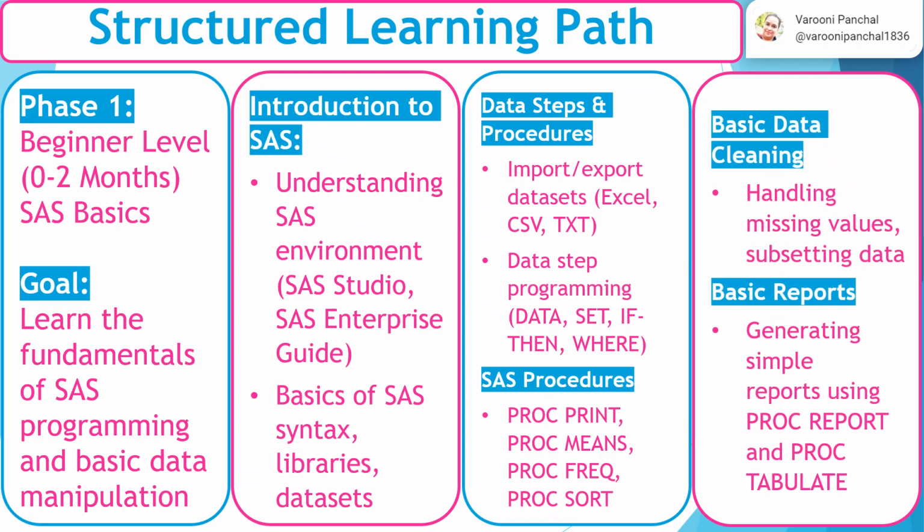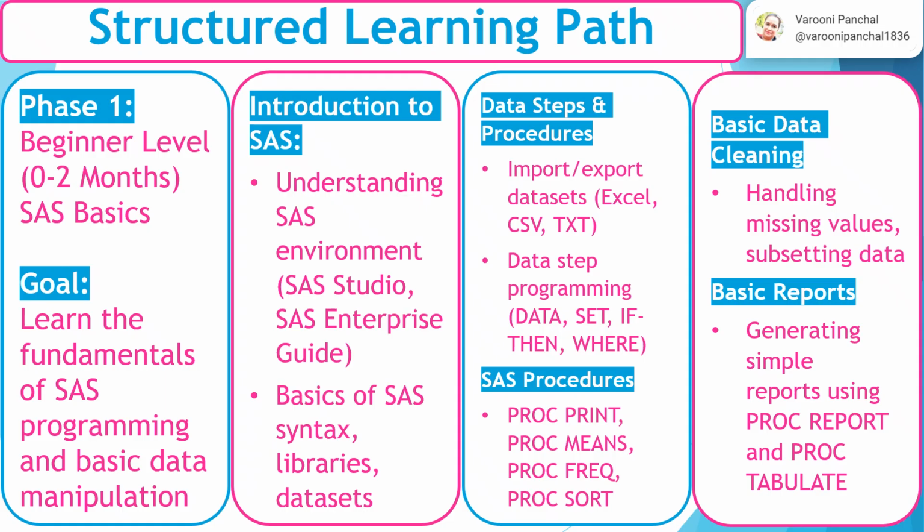Then the basic data cleaning. Now, how to handle the missing values and how to subset the data. Say, for example, I have 100 records and I want to remove some and keep only 50 records. That is nothing but subsetting data. So how do I do the subsetting? Those kinds of basic data cleaning you should know, and you should know how to handle all these values.